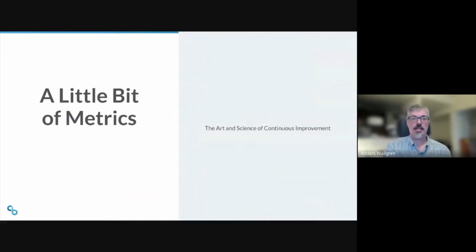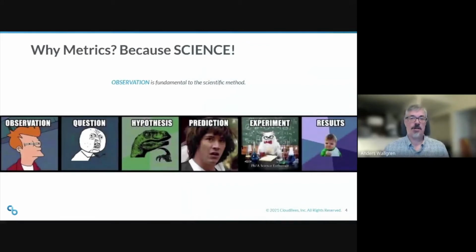So let's dive right in and talk a little bit about metrics first. Metrics really are the art and science of continuous improvement, really at the heart of that, right? And why metrics? Well, science, because science. Observation is really fundamental to the scientific method. What we all want to engage in here is, we have an observation, we have a question about that, we form a hypothesis about why that might be. We make a prediction based on that hypothesis. We might derive an experiment, run the experiment, look at the results, and then of course we repeat. Lather, rinse, and repeat. And this is continuous improvement.